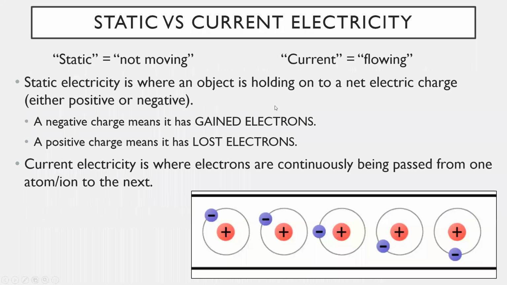Anyway, let's get rolling. So, static versus current electricity. Hopefully you understand the difference. Static means not moving and current means flowing. So static electricity is electricity that's stored in one place. Current electricity is electricity that's flowing through something.